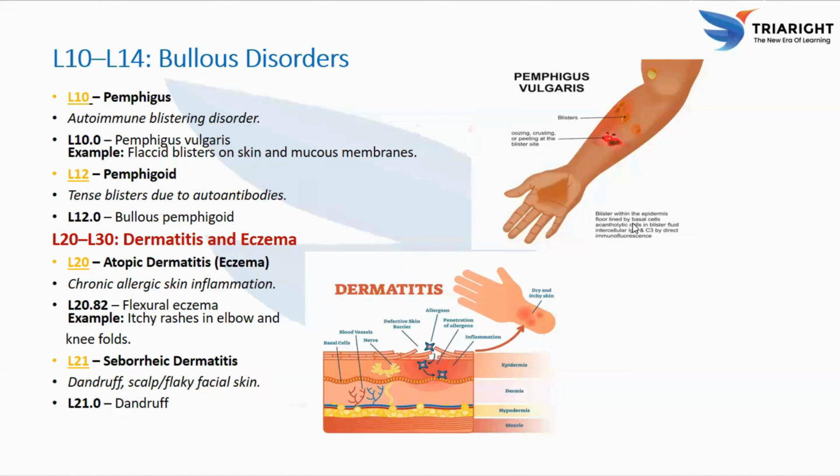You can clearly see the right side picture, the blisters. Those are flaccid, soft and easily rupture. They affect the skin and mucous membranes, for example the mouth, throat, etc. The blister forms within the epidermis, leading to oozing, crusting and raw painful areas after the rupture. So whenever pemphigus vulgaris is diagnosed, you have to assign the code L10.0.